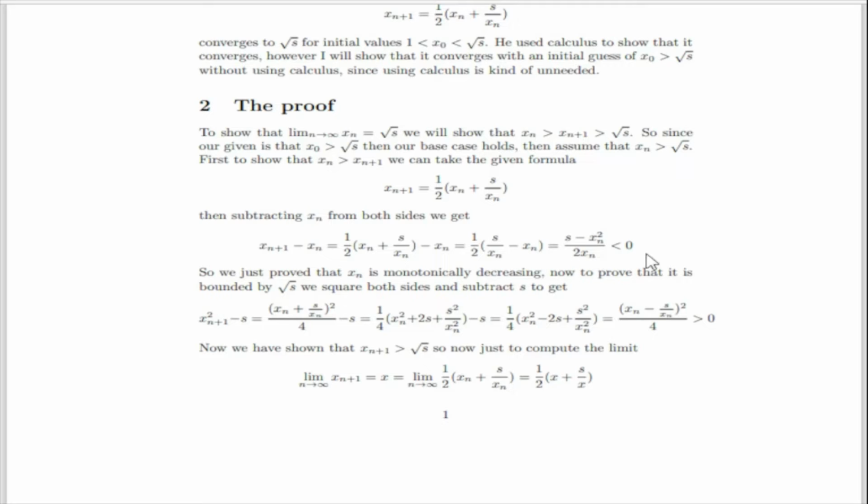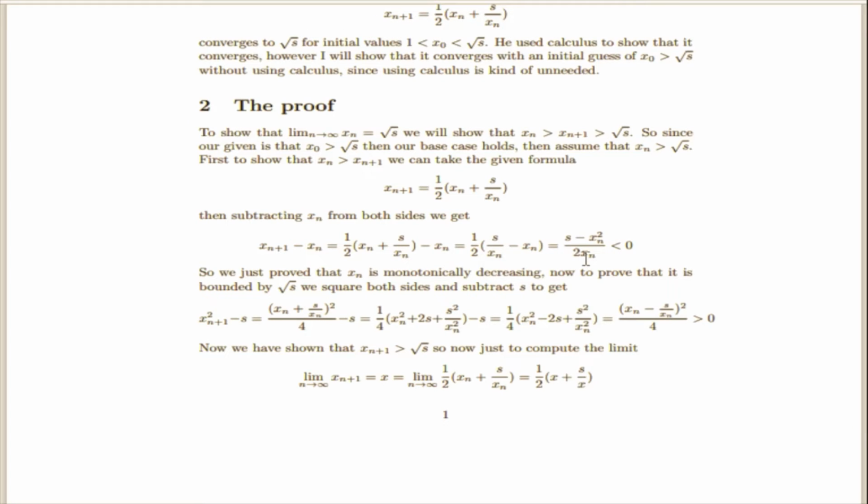And we know that this is less than 0, in other words negative, because we assumed that x sub n is greater than the square root of s. So s minus x sub n squared is going to be less than 0. And we know that x sub n is greater than 1, so the denominator has to be positive. So that's how we get the negative. So we just proved that x sub n is monotonically decreasing.